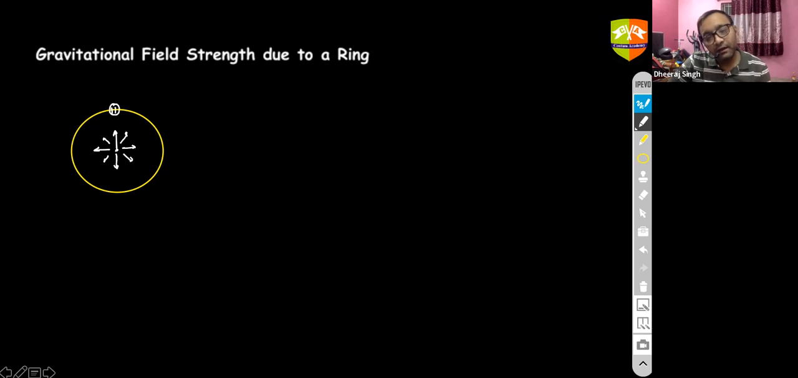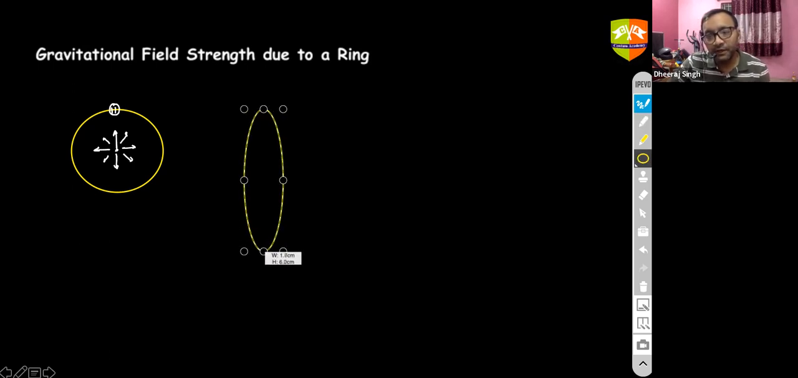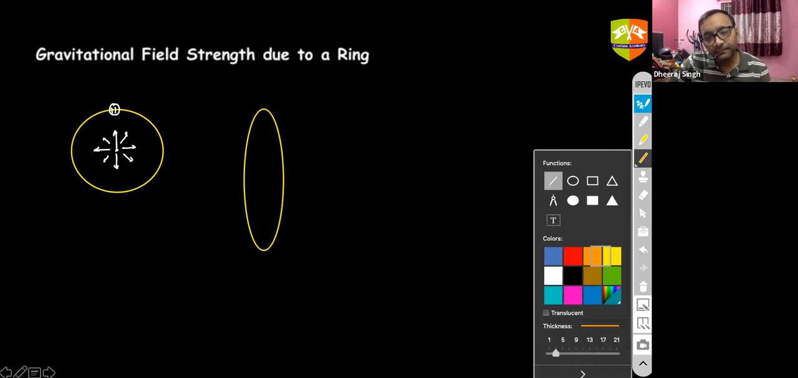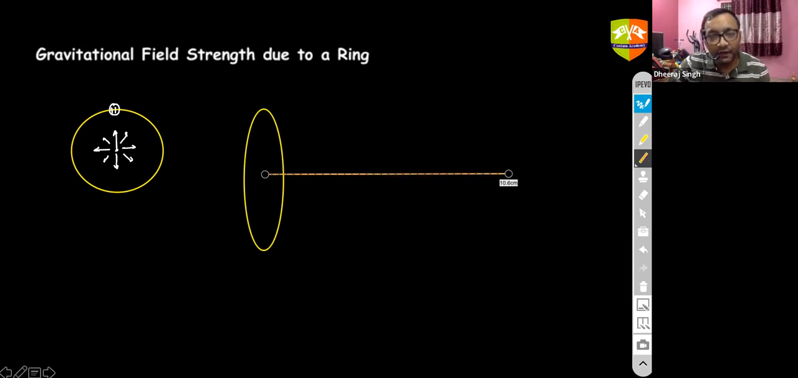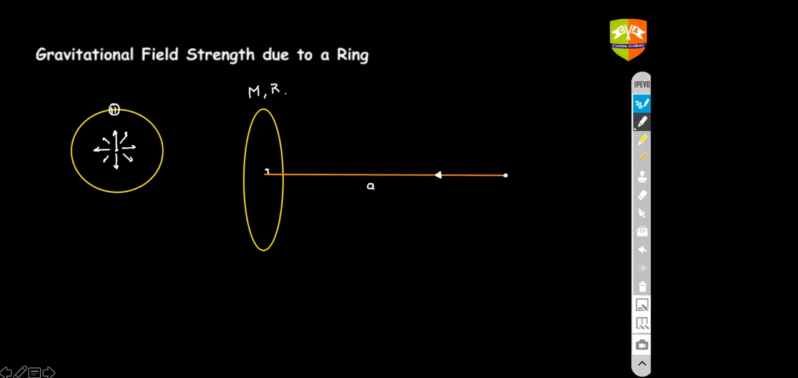But if you take this kind of scenario along the axis, and you have to find out the gravitational field, with mass M and radius R over here, which direction will the gravitational field be? Can you tell me? It's like this, like that. Okay, the circle is on my palm, and this is the axis, the natural axis basically. Along this natural axis, this way, how much is it? If that distance is A, quickly find out what it is.